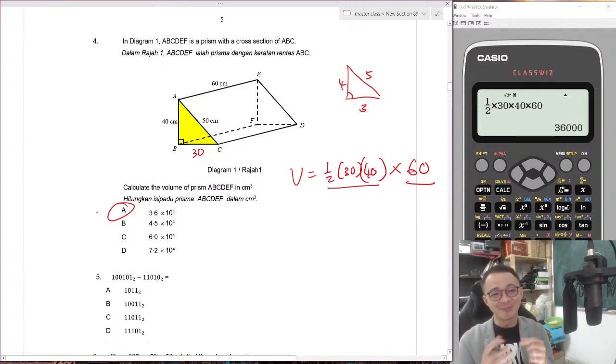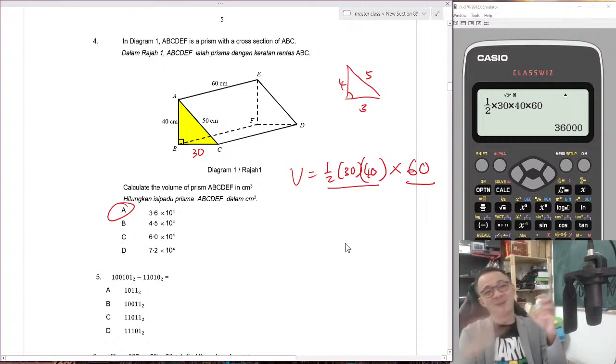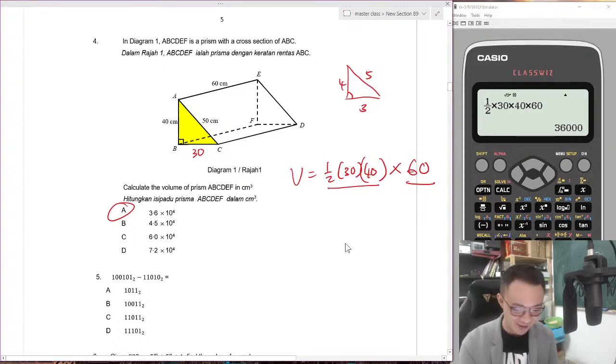Actually, the cylinder is, for me, part of the prism as well, because it has two identical areas, isn't it, for a cylinder? This area and this area are the same. So find the area of the circle, multiply by the length, and we get the volume of the cylinder.